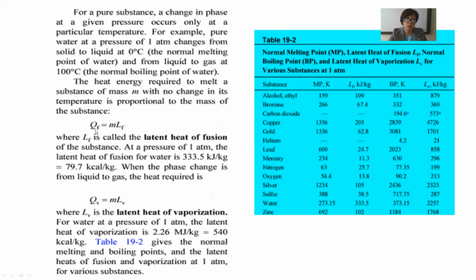The latent heat of fusion equals the mass of the ice multiplied by L, the latent heat of fusion of this substance. At a pressure of 1 atmosphere, the latent heat of fusion for water is 333.5 kilojoules per kilogram.